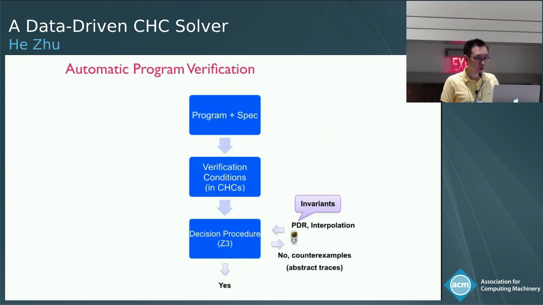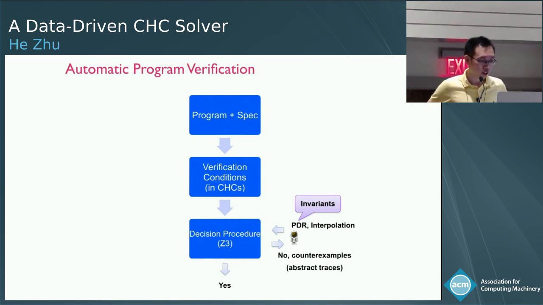In automatic program verification, given a program and the specification in terms of a safety property, a VC generator can extract verification conditions under which the program satisfies the safety property. Then a decision procedure such as Z3 can be used to verify the validity of the VCs. If counterexamples are found, the decision procedure can interact with an invariant inference tool, such as PDR, to refine the invariants of the loops and the recursive functions within the program.